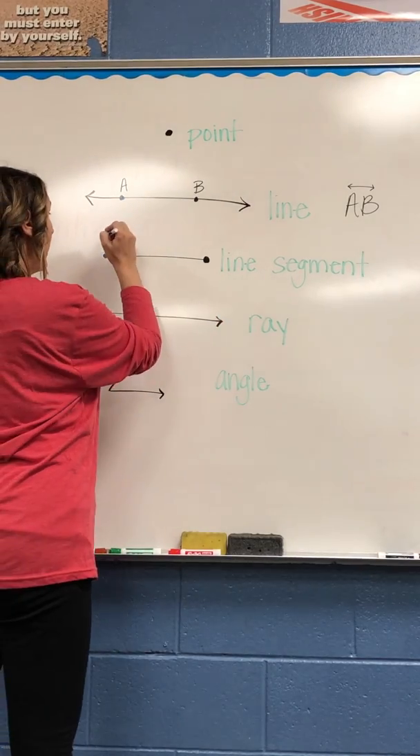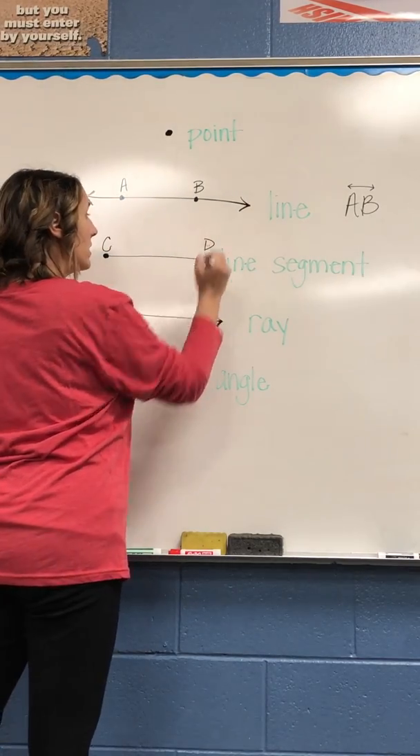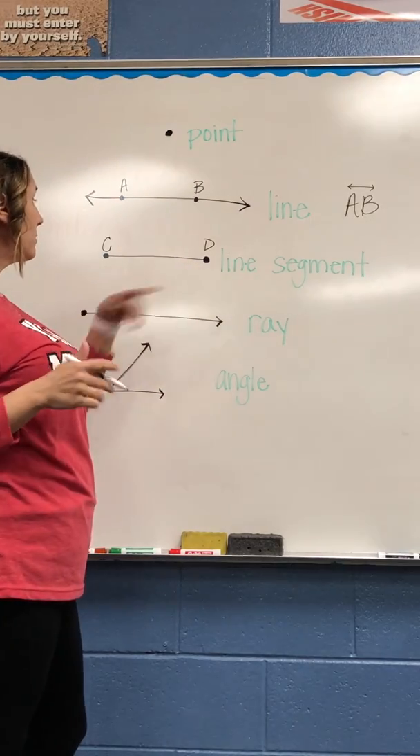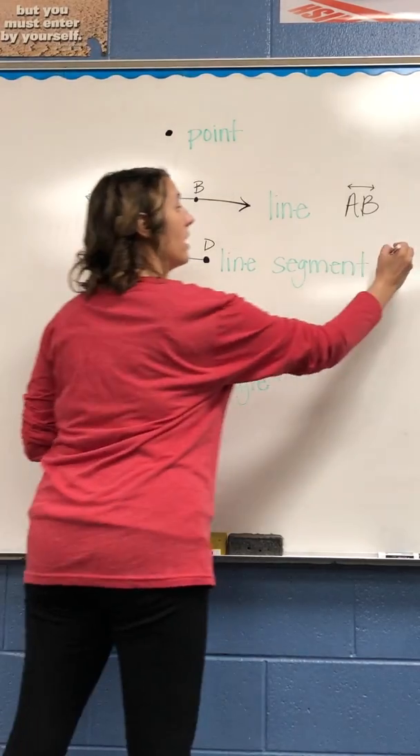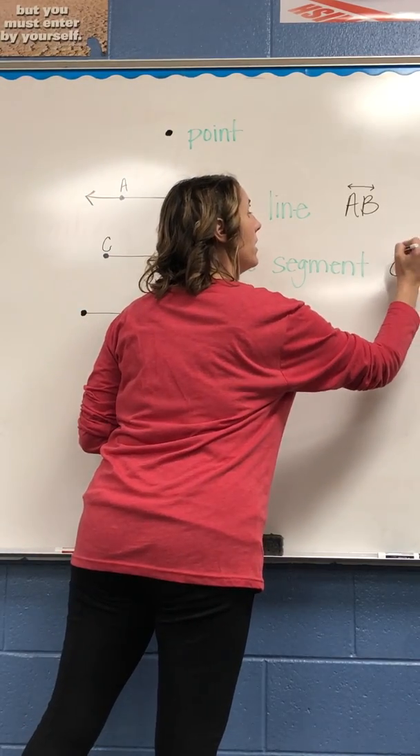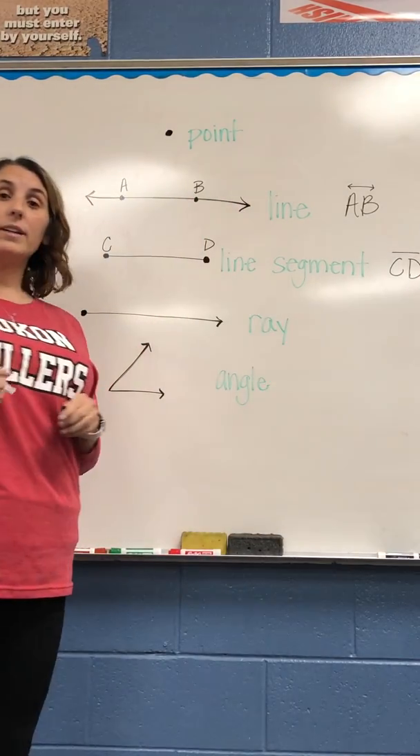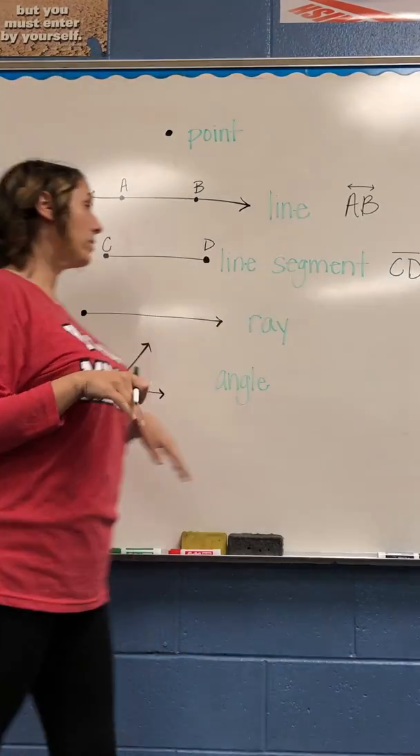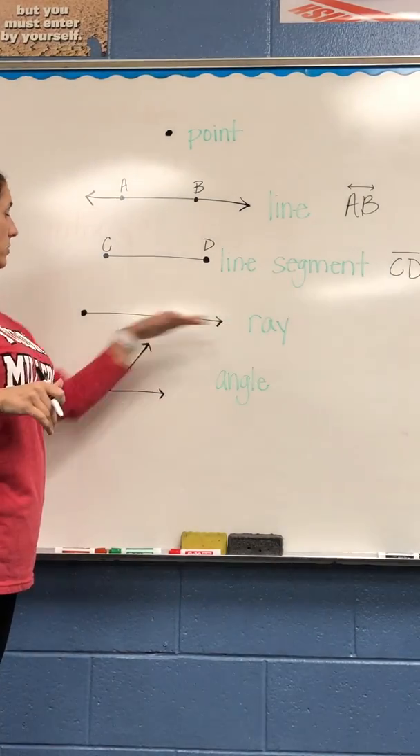Okay, so let's say I have point C and point D here. I could name this line segment CD. Okay, so again, capital letters. And I just put the little line segment hat on it, making sure I don't add arrows to it to make it go forever. Okay, my next one is ray.